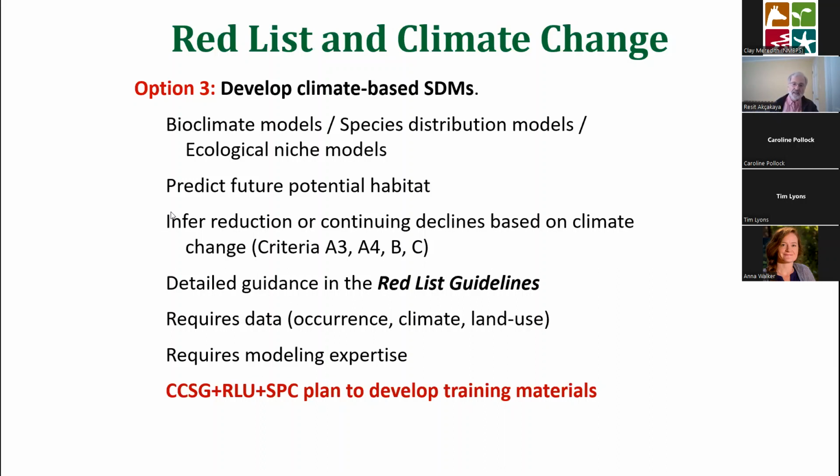Now, how that is done, I cannot tell you in 5 minutes, but there is detailed guidance about this in the Red List guidelines. It requires data on point locations of where you currently observe the species, data on climate layers, which is available globally actually, and in some cases land use as well if you want to use it as a mask. And it also requires modeling expertise, at least somewhat. But we are trying to change this. There are some initiatives to develop training materials and easy-to-use online tools that will allow Red List assessors to incorporate these types of projections into assessments more easily.